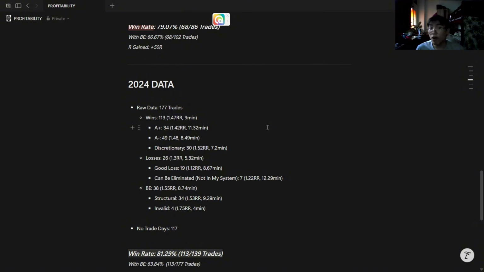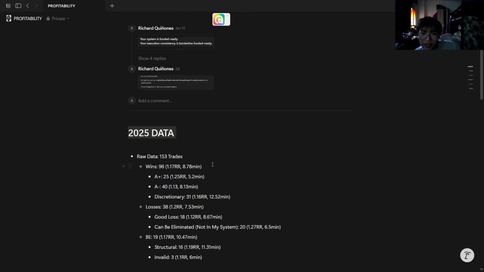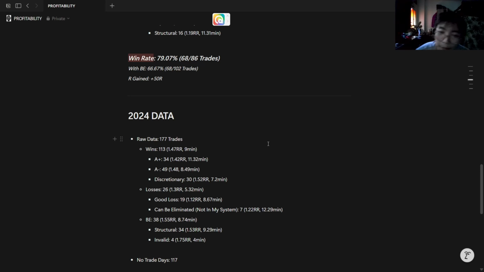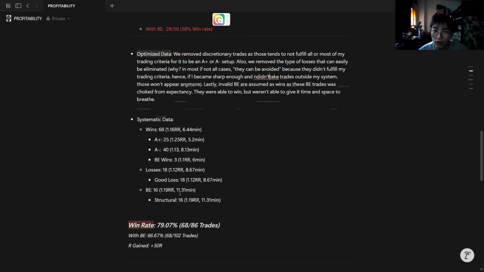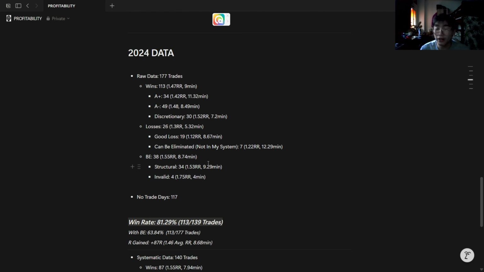I have 177 trades, 113 wins. Actually, I had a high RR in this year because I was trying to squeeze as much RR as I could. If you can see here, my average RR was 1.18, and I jumped to 1.4. Basically, I was trying to squeeze as much RR, but in return, I had a higher BE. Because in 2024, I had only 19 break evens, and here we have about two times that. But our R gained a lot more.